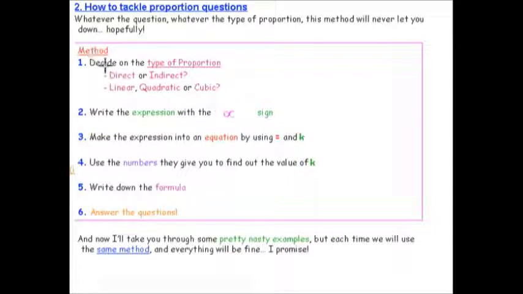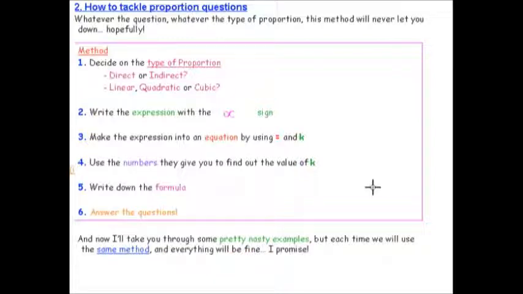First of all, you decide on the type of proportion, whether it's direct or inverse, linear, quadratic, or cubic. The second step, you write the expression with the proportionality sign. The third step, you make the expression an equation by using equals and k. When you incorporate an equal sign and the constant, you replace the proportionality symbol. Next, you use the numbers they give you to find the value of k. Finally, you write down the formula that you've determined. Then you can answer questions.